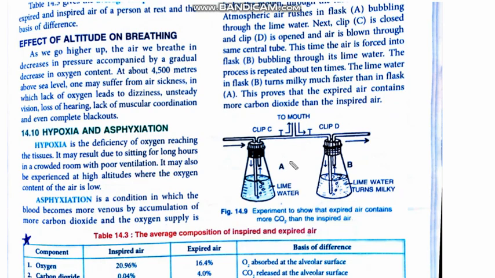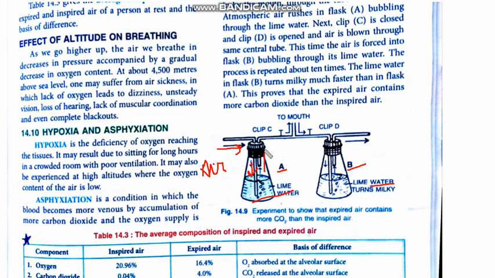Now the second experiment is to demonstrate that CO2 is given out in breathing. See, this is flask A and this is flask B. Both flasks contain lime water. First of all, air from outside is going inside this flask, and it didn't turn the lime water milky. So we can say that CO2 is not present in that air.